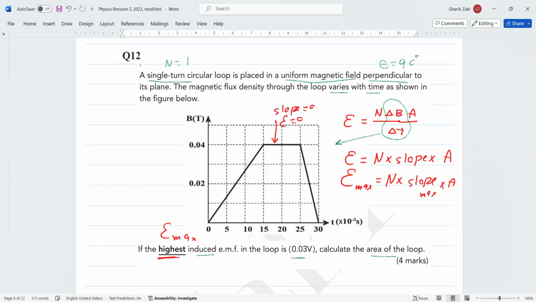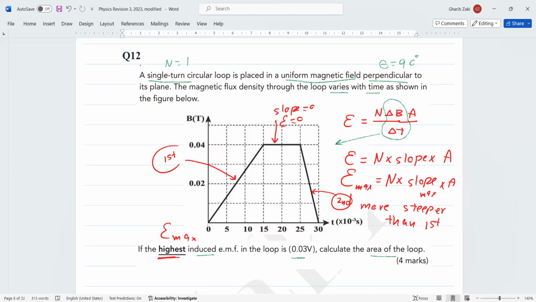So EMF equals 0. Now we have two lines, the first one and the second one. Which one has higher slope? Which one is steeper? Of course, the second one. So the second one is steeper than the first one. Then our slope is this part here.